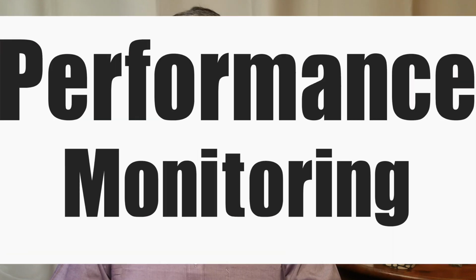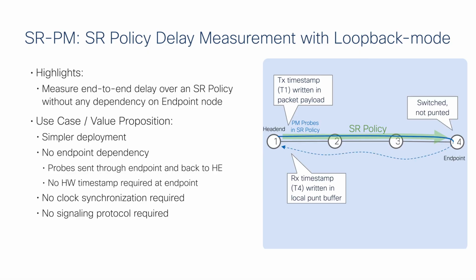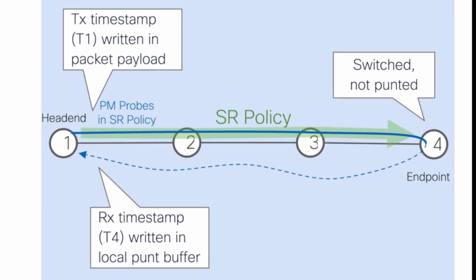Now we move on to our second topic for SR performance monitoring, which is SR policy delay measurement with loopback mode. This is a very important innovation that allows the operator to measure end-to-end delay over an SR policy without any dependency on the endpoint of the policy. It's going to bring a lot of simplicity, and by removing the endpoint dependency, we are just sending probes from the head end to the endpoint, and the endpoint is simply sending them back to the head end.